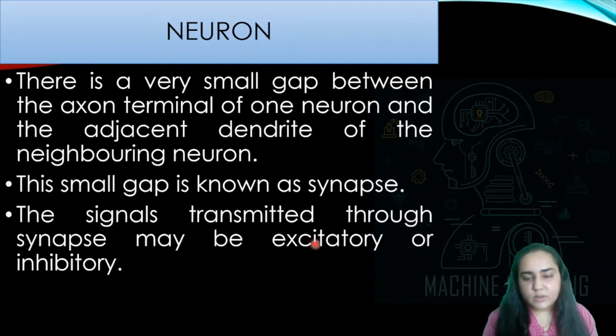And the signals that are transmitted through the synapse may be excitatory or inhibitory. Okay, so the signals could either excite the neuron, which means make it work more, or they could inhibit the neuron, which means they would make the neuron work less. So those are the two terms we have here.